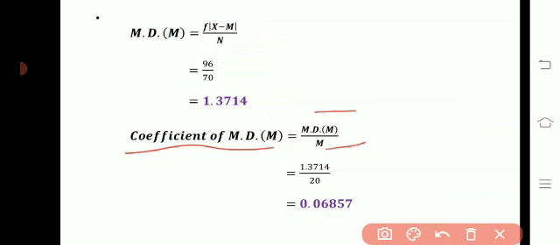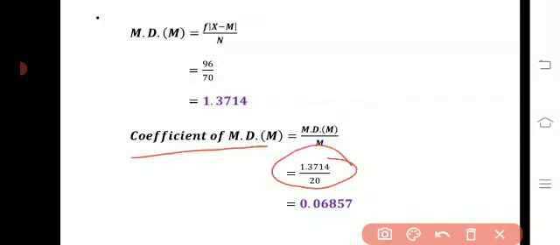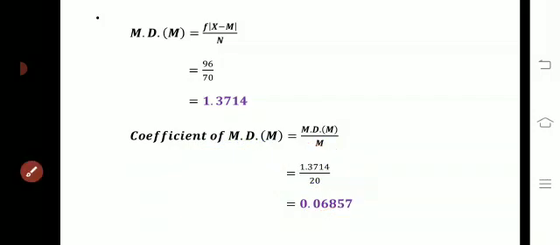Also we have to find coefficient of mean deviation from median, that is mean deviation from median upon median. So mean deviation from median is 1.3714 upon m, median is 20. If you simplify this, then you will get coefficient of mean deviation from median is equal to 0.06857. So these are the examples on mean deviation. Next class we will solve some more examples on mean deviation. Thank you.